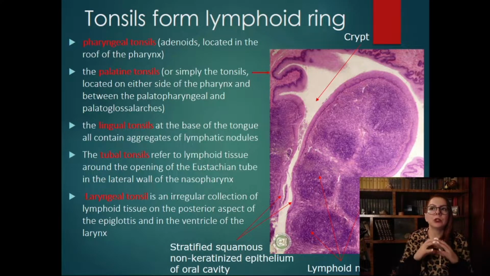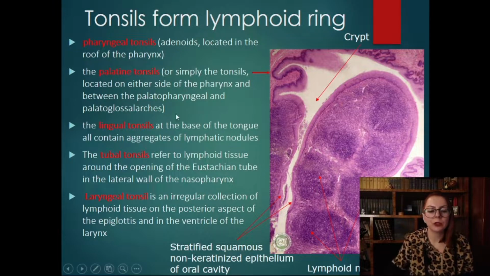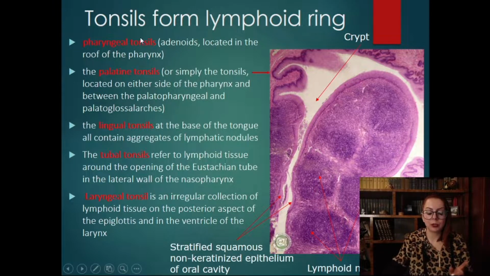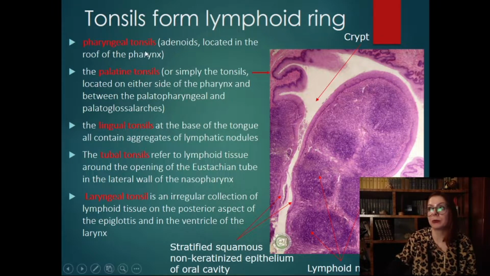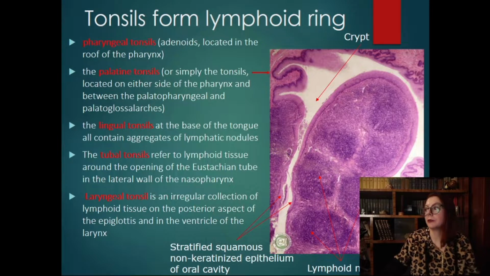It is located just at the entrance to the digestive and respiratory system, and it is represented by a set of tonsils, and you have to know them and to know their function. So first there is a pharyngeal tonsil, which is unpaired, and it is also called adenoids. It doesn't have crypts, and sometimes it is enlarged in children, preventing their nasal respiration through the nose.